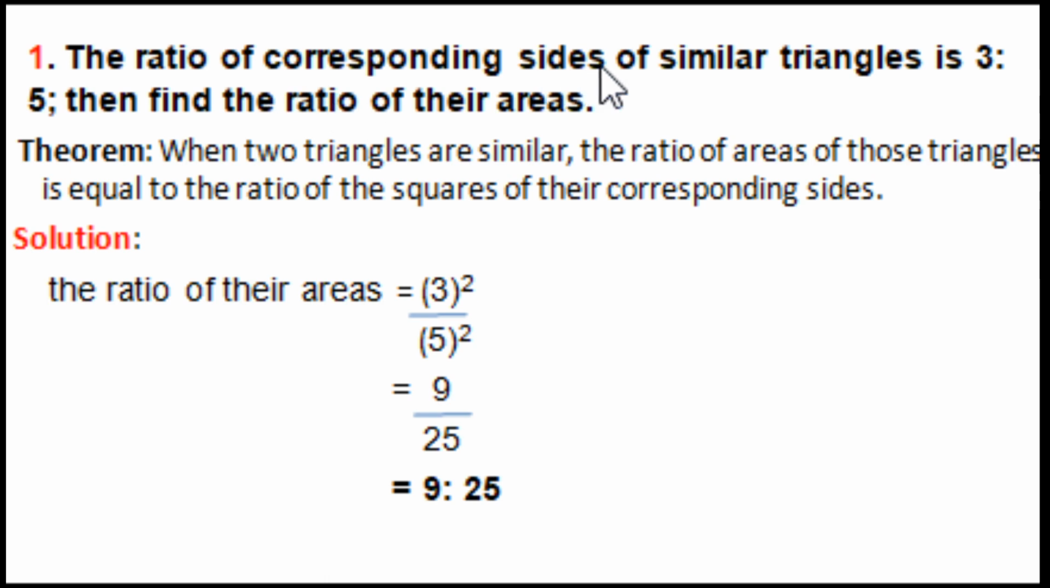The ratio of corresponding sides of similar triangles is 3:5. Then we have to find the ratio of their areas. By using this theorem, since the triangles are similar, the ratio of their areas is equal to the ratio of the squares of their corresponding sides. So 3:5, square of 3 upon square of 5, 9 upon 25, 9:25. So the ratio of their areas is 9:25.